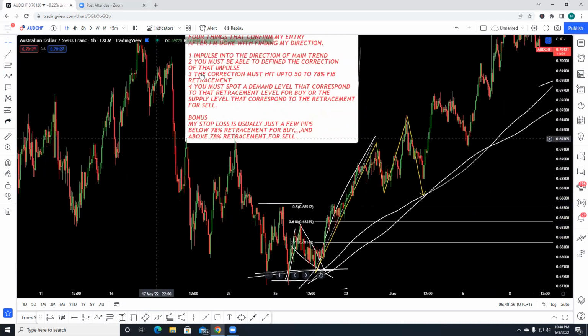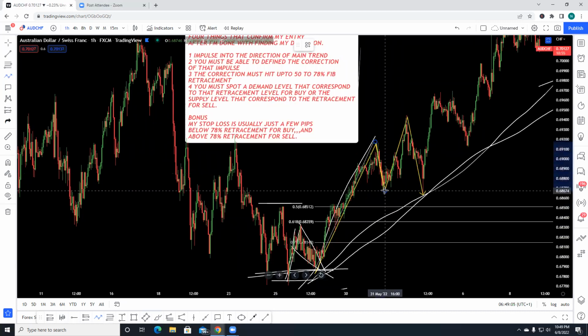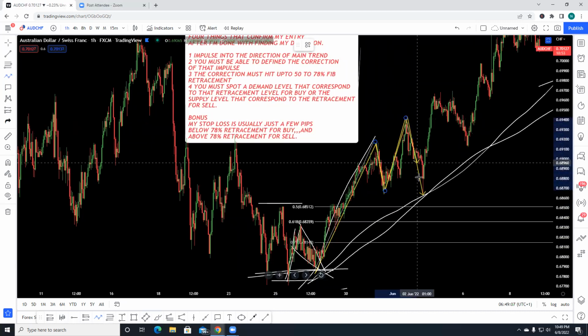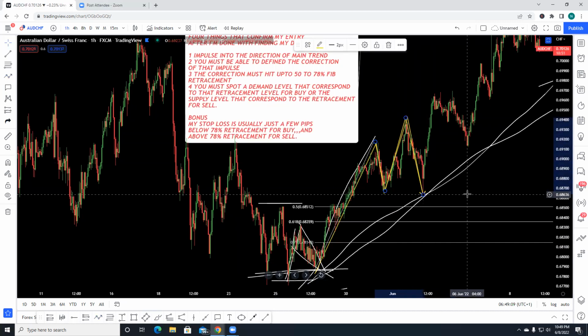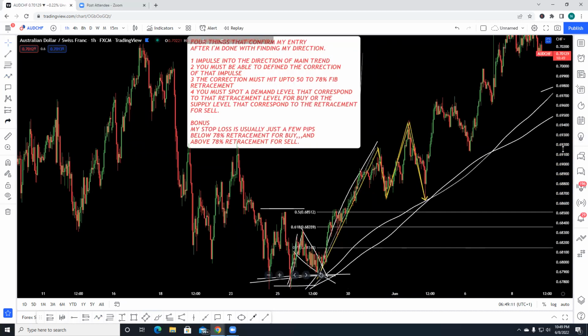Number two, you must be able to define the correction of that impulse. We have been able to define the correction of this impulse as A, B, and C. Okay, A, B, and C.